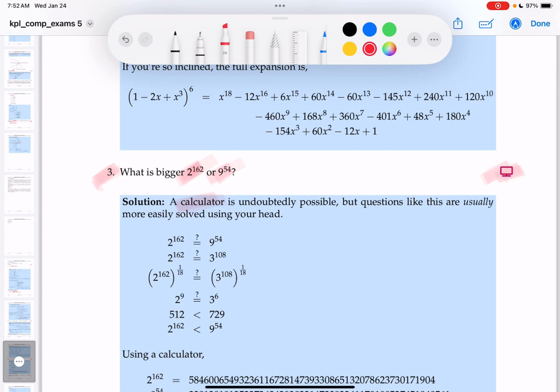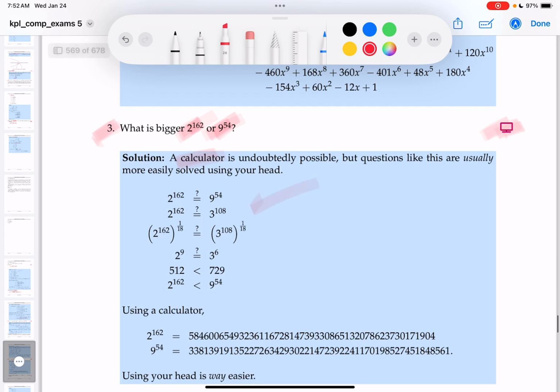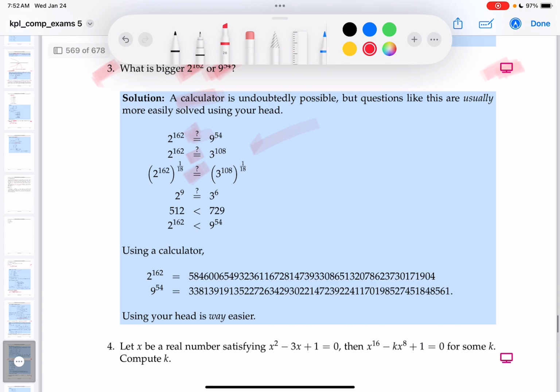Now, someone says, well, I can't do 2^162, nor can I do 9^54. So what I do is I go through some work over here. The question mark indicates that I don't know which one's bigger, but eventually I get to a conclusion about which one's bigger, by the way. I also pointed out what a calculator looks like over here. But again, looking at these two numbers, they're certainly comparable. I see the length of them.